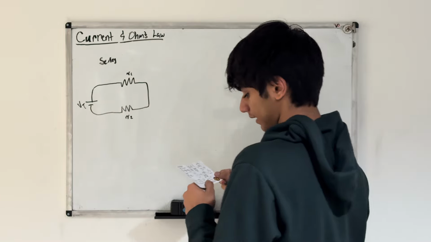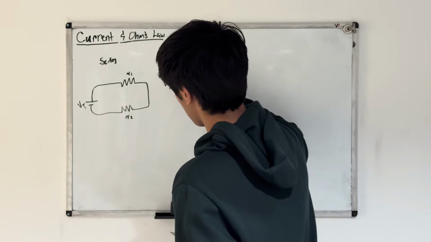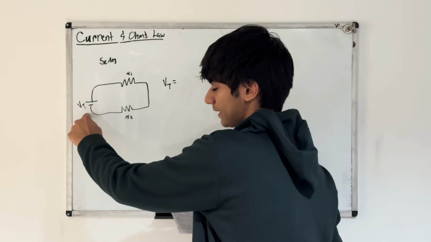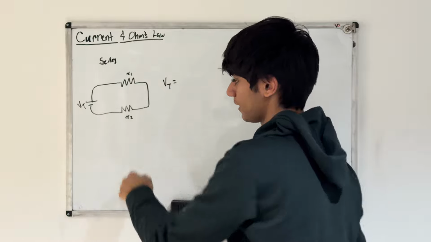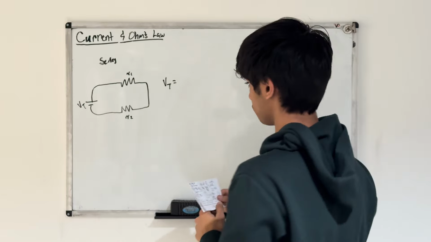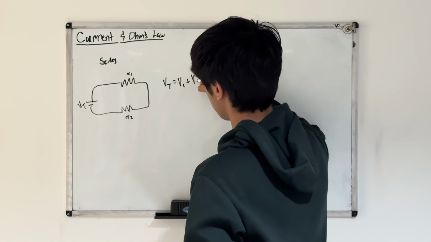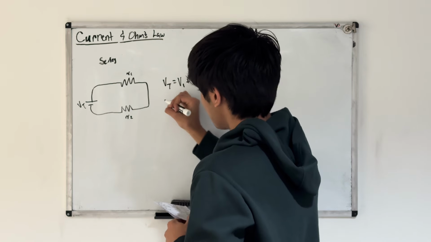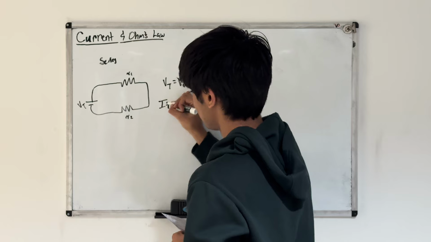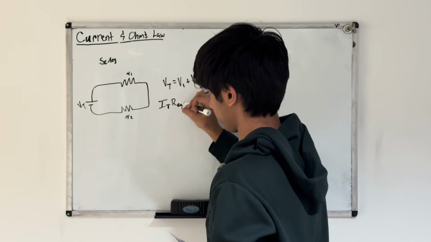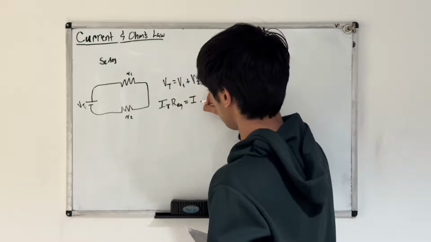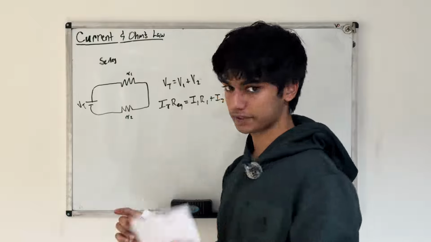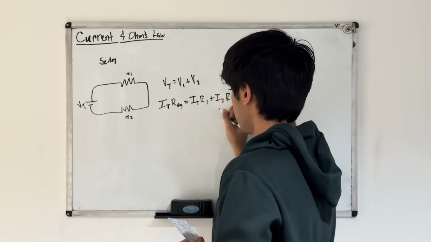The first thing we know is that our total voltage has to equal the voltage here and the voltage here, because we have to be starting at this potential and ending at this potential, so the sum of this potential and this potential has to equal the total potential change. So Vt is equal to V1 plus V2. Now we use the fact that V equals IR. So I total, the total current times the equivalent resistance, is equal to I1 R1 plus I2 R2.